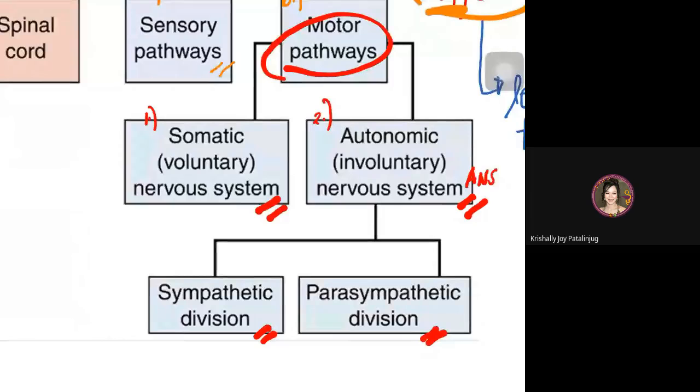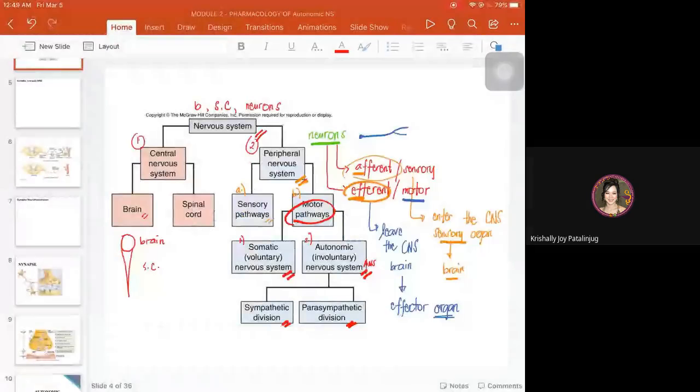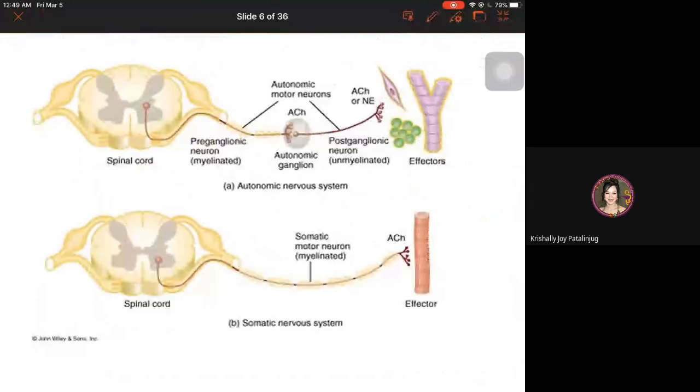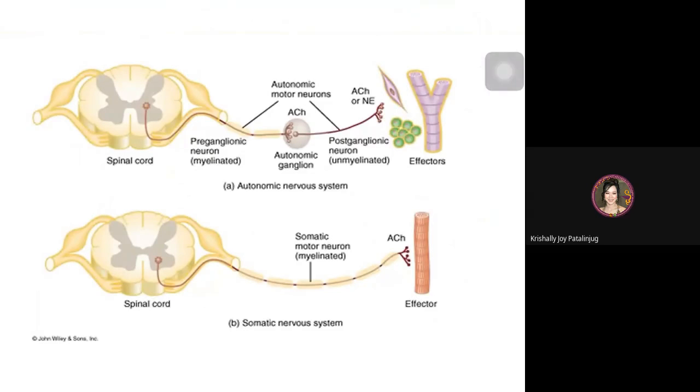With that being said, let me discuss the differences between somatic nervous system and autonomic nervous system. Again, at this juncture, we will discuss the differences between somatic and the autonomic nervous system. Ito lang yung big differences between somatic nervous system and autonomic nervous system. But for easier understanding, I will provide a skeletal illustration para mas madali lang maintindihan yung differences between these two main subdivisions ng motor pathways.